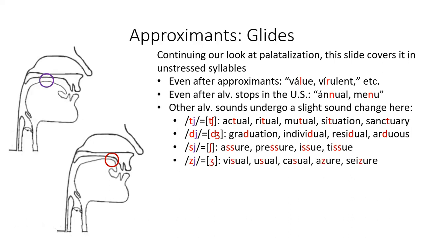And finally, zya becomes ja. And this is sort of why we have a ja in English. Aside from words like garage and genre, the main reason we have a ja is because of this sound change from zya to ja. So we don't say visual, usual, casual. They all become j's. So visual, usual, casual, azure, and seizure. So sometimes it's a Z, sometimes it's written with an S, but it's a Z sound.